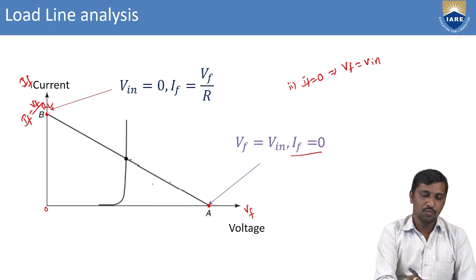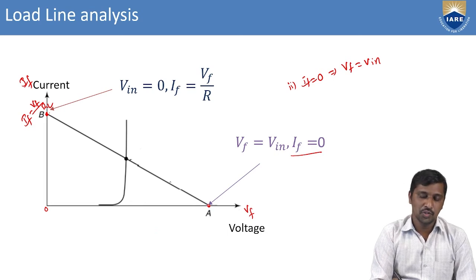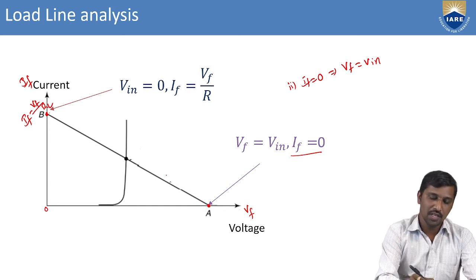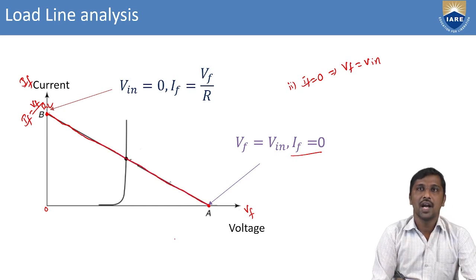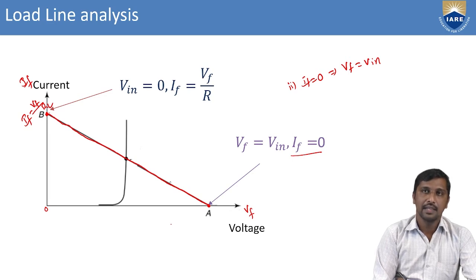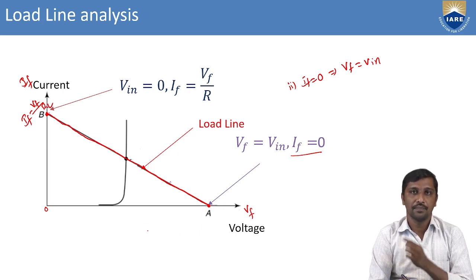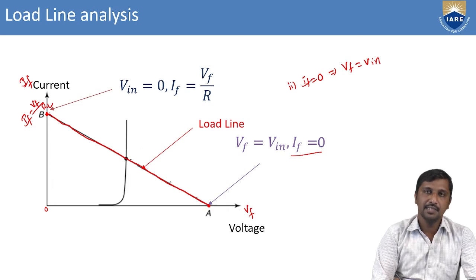After locating these 2 points, we need to join them. We can join points A and B with a line, and that line acts as your load line. This line is called a DC load line.